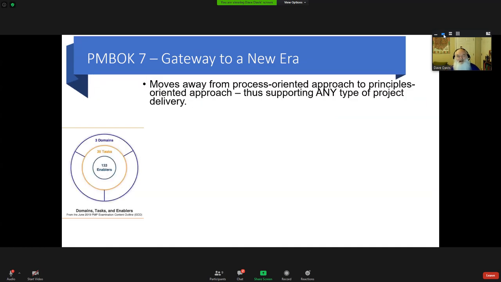We're also looking at the new structure within the PMP exam. And like I said, they're kind of interlaced, but I'm just going to hit here some of the high level of where this PMP exam is. And that was more process-oriented to this principles-oriented approach. I'm going to show the principles here in a little bit. And it supports any type of project delivery. That's probably the big asterisk here.